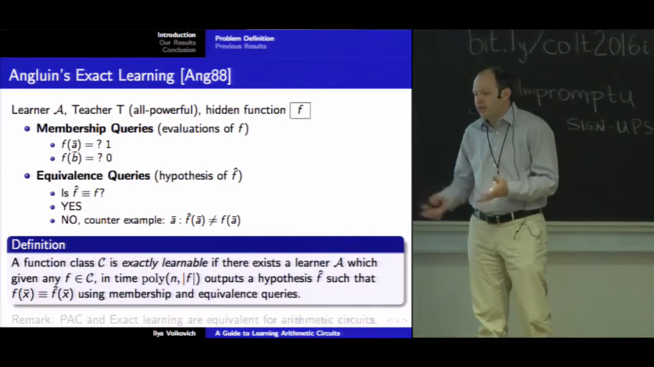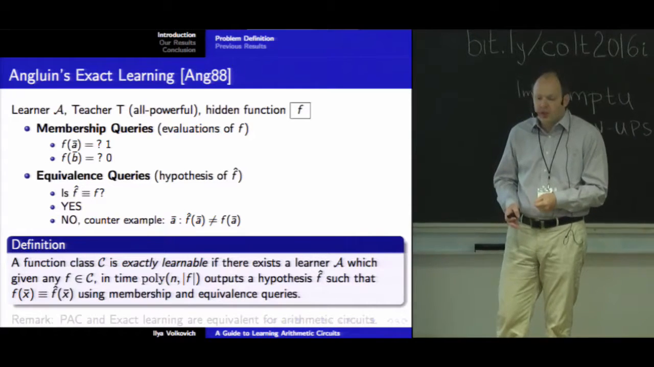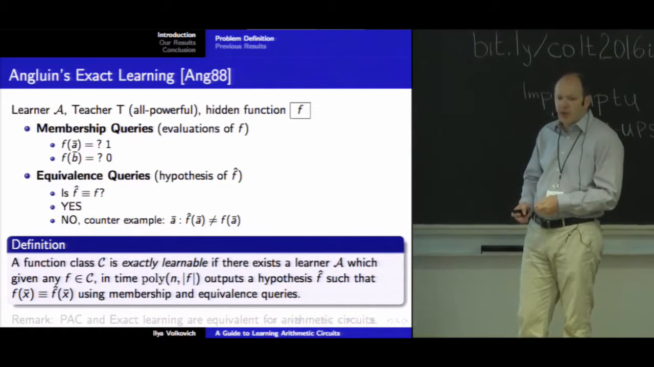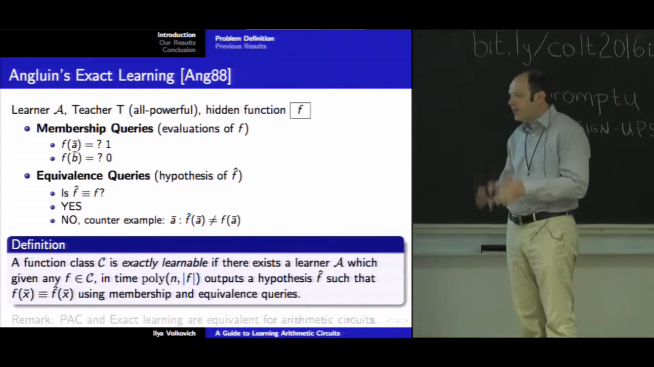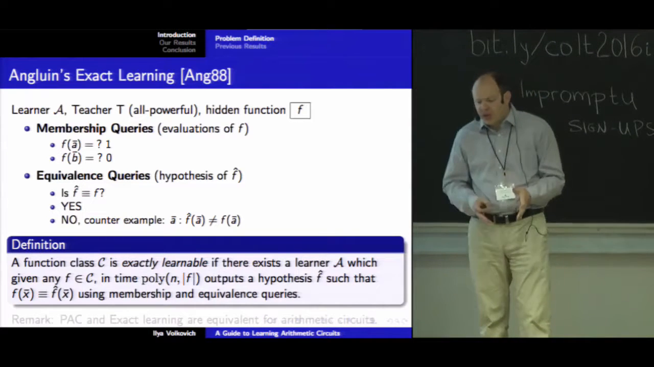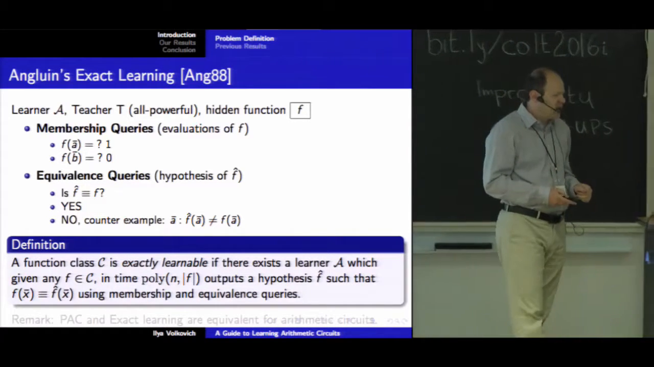What does it mean to be exactly learnable? A class of functions is exactly learnable if there exists a learning algorithm that for each function in the class, in time polynomial in n, the number of variables, and the representation size of f, can output a hypothesis describing the function using membership and equivalence queries. So that's the definition of exact learning.